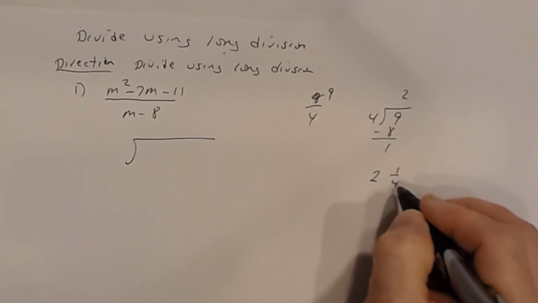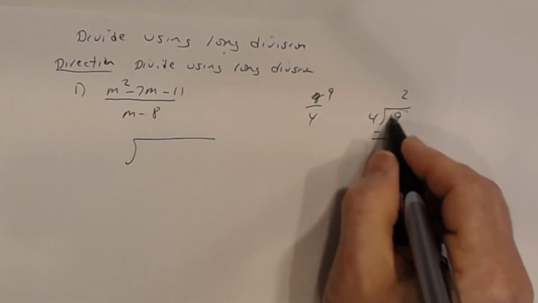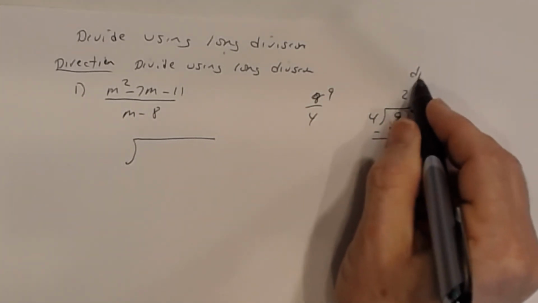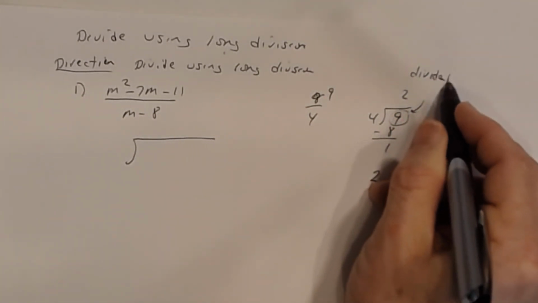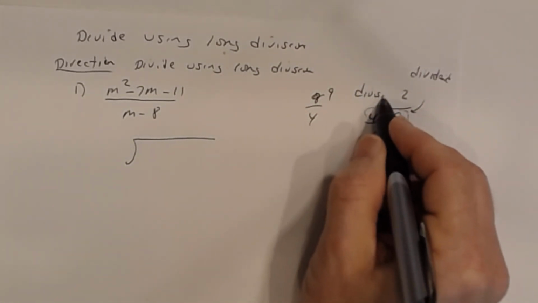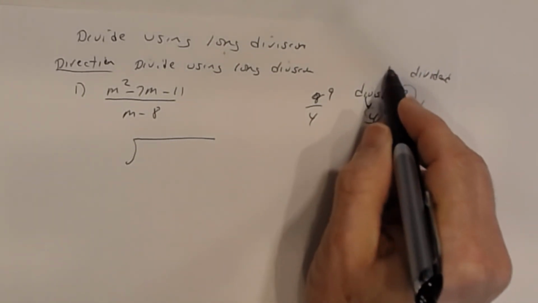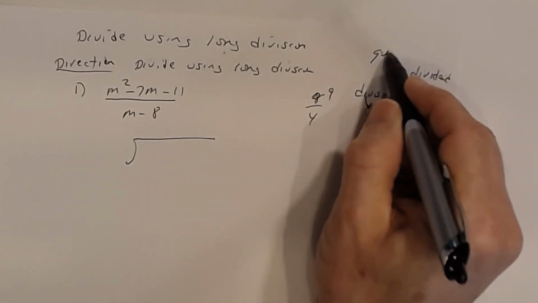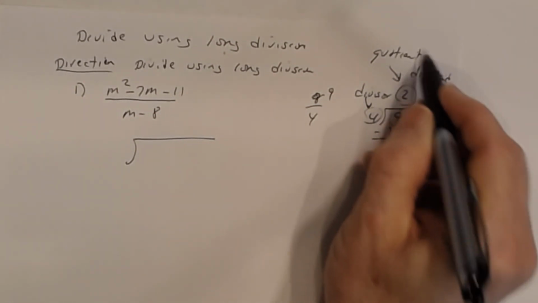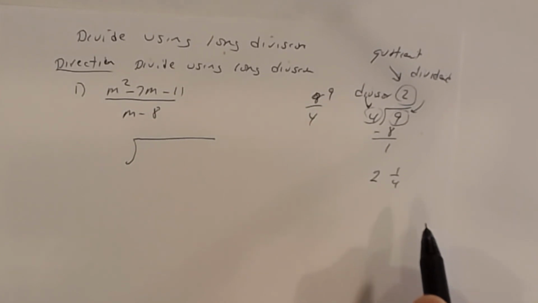So the remainder divided by the divisor. This is called the dividend, D-I-V-I-D-E-N-D. And the 4 is called the divisor. And the 2 is called your quotient. So just some things to remember from a long time ago when you divided numbers.